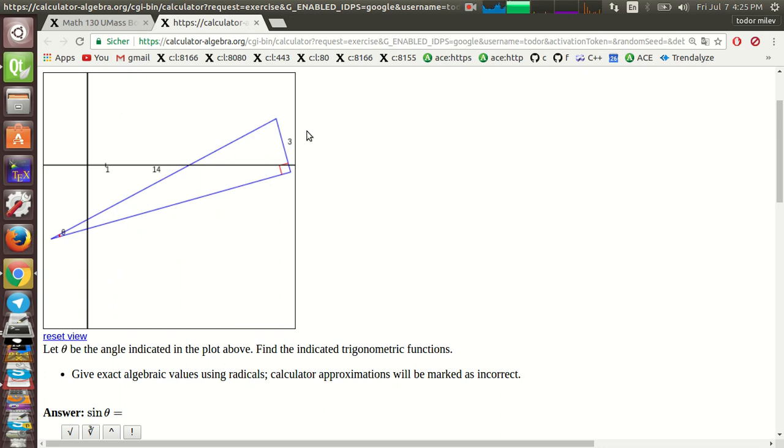Let's see what kind of a situation we have here. Now, let theta be the angle indicated in the plot above, so that would be this angle theta. Let's find the indicated trigonometric functions, so the remaining six trigonometric functions. Now, this problem is not stated in the exact same way as the problem in the slides, but it's very similar in the sense that we know the hypotenuse, that's given to us to be 14 units, and we know one of the two legs, that's given here to be 3 units.